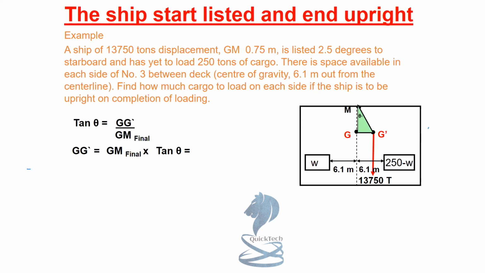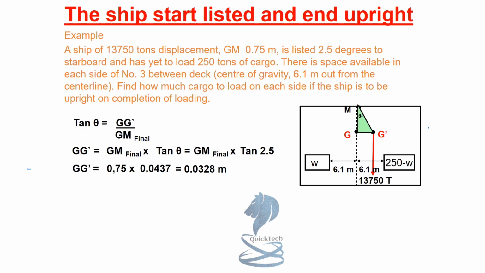GM final value as given in the question is 0.75 meters and the degree of list is 2.5 degrees. Putting the values into tan 2.5 degrees and calculating, we get GG' equal to 0.0328 meters.